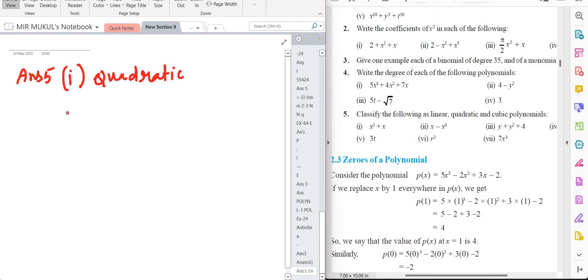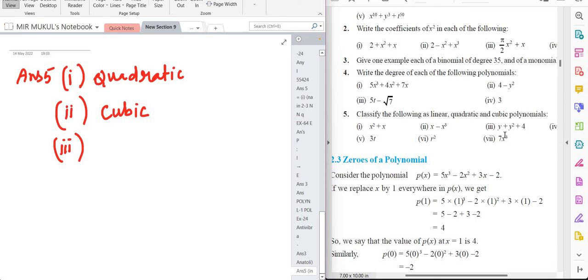Quadratic. Number 2. Akshaya, you tell. Is it quadratic, cubic, or linear? Sir, cubic. Very good. And third, Naima. Sir, number 3, I will say. Quadratic, because the degree is 2.